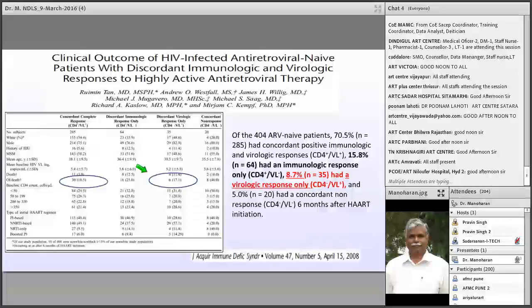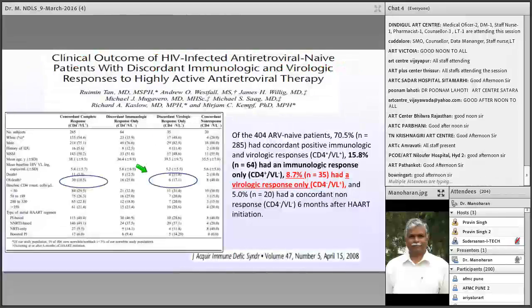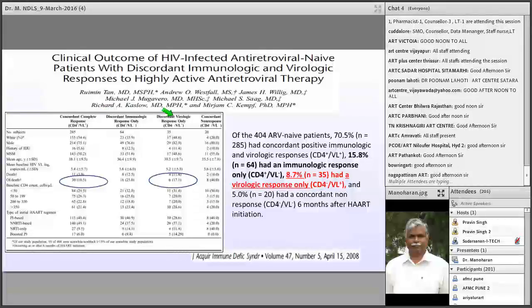So if you look at this particular study, the patients were categorized into 4 groups. In the first group, it's a concordant response, that is both virological response and immunological response, a positive response. And here it shows immunologically they are better, but virologically there is no response. And this is the group which we are discussing now. There is virological response, but there is no immunological response.